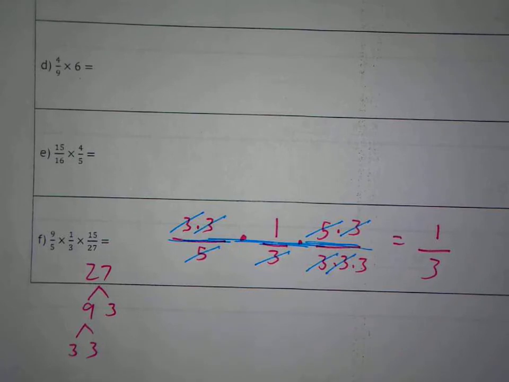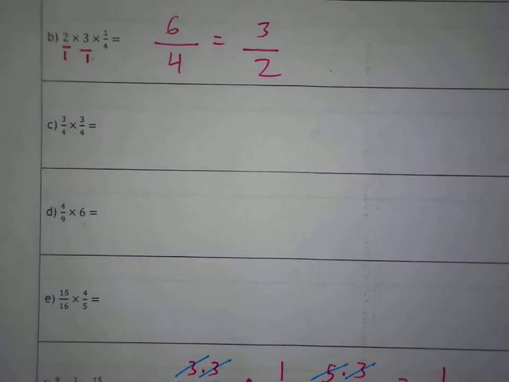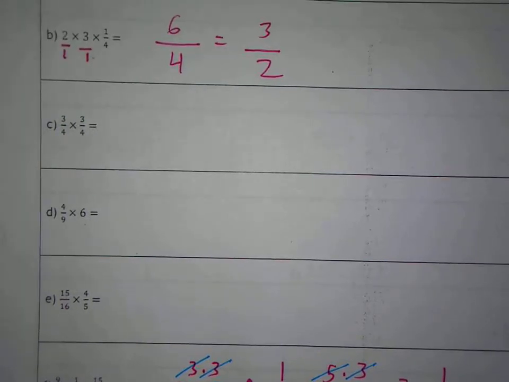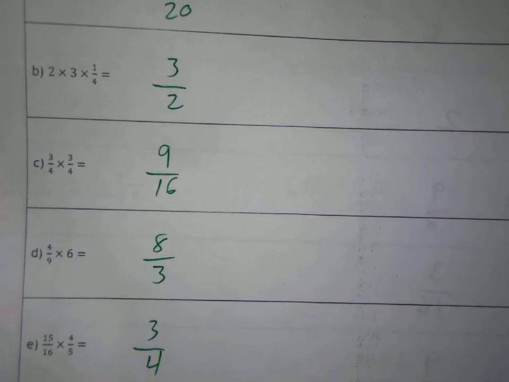Okay? So we did A, B, and F together. I want you to try C, D, and E yourself. And then when you're finished, you should get those answers. Okay? So go ahead and try.